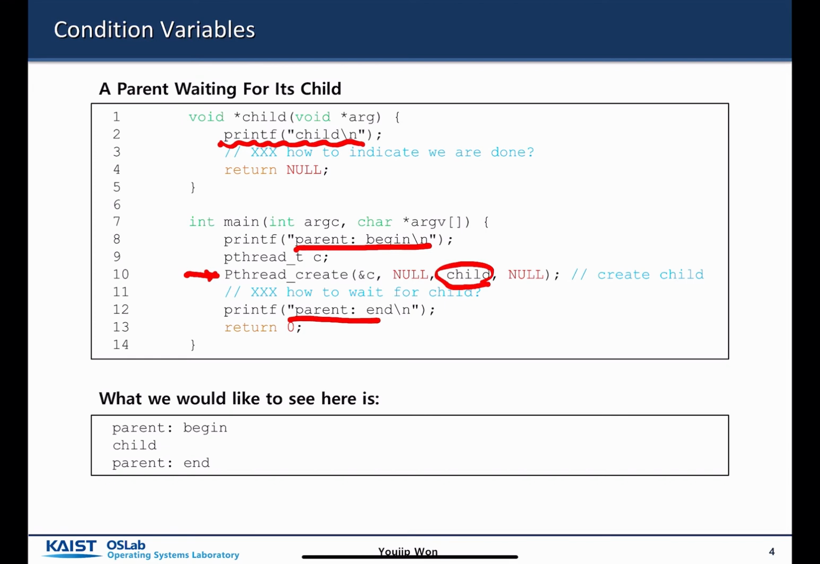In this example, what we would like to achieve is to print the three print statements in sequence. The first one is print parent begin, the second one is print child, and the third one is print parent end, like this. But there is no way for a modern operating system to guarantee its order. So we have to put some function or feature that enables the parent to wait for the child to finish.